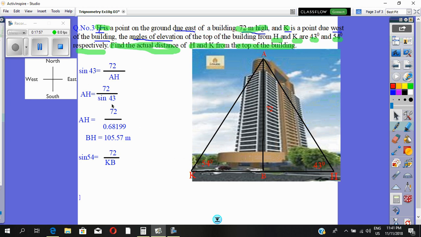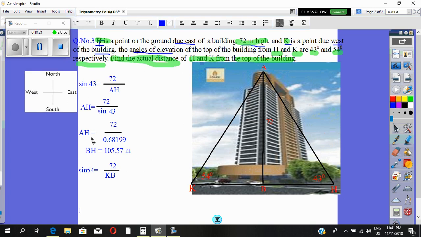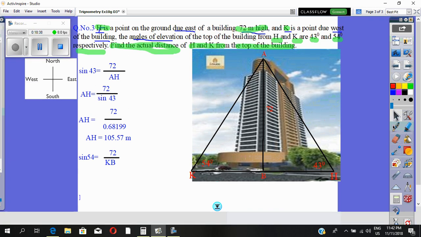Again, sine 43 equals 72 over AH. We put in the values: AH equals 72 upon sine 43, which is 0.6819, and AH equals 105.57.